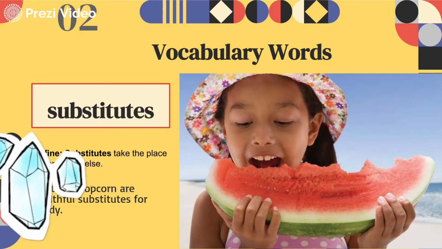As you can see here, this girl is eating watermelon. So she's using healthy snacks as a substitute for popcorn and candies, and this is a good thing to do. So the last word is the word substitutes. Substitutes is like, as I told you, take the place of something else.